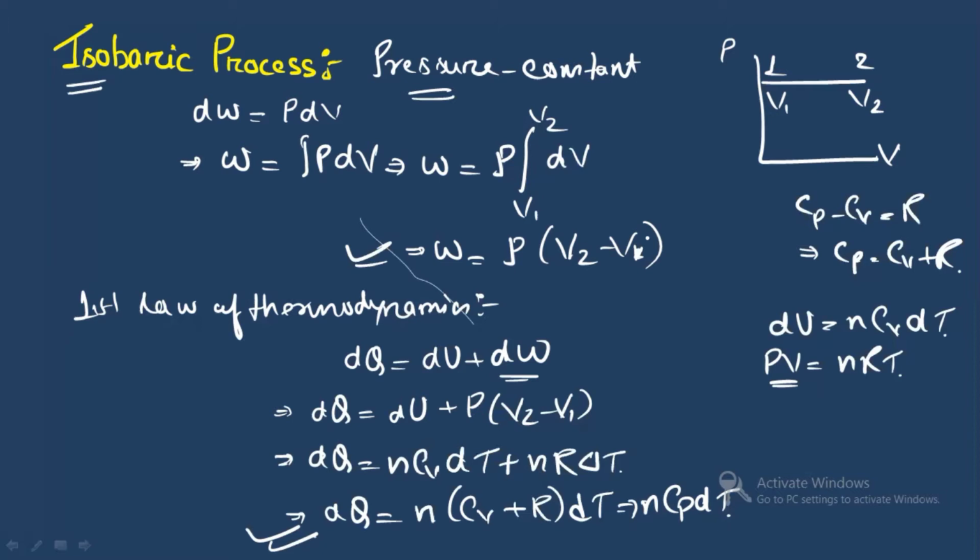Now we will see the isochoric process. So in the isochoric process, what is constant? This time the volume is constant. All right. And if you see the graph, then the graph will be somewhere like this. This is pressure, this is volume, and the volume is what?